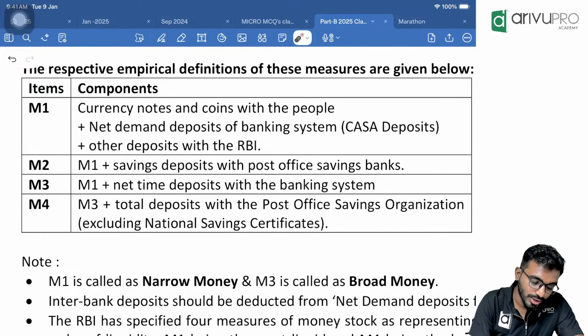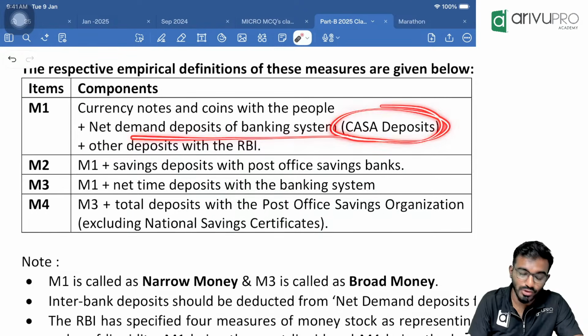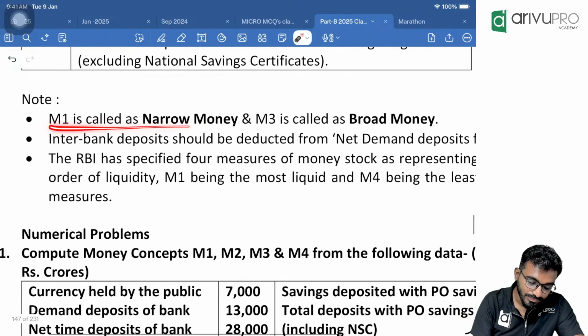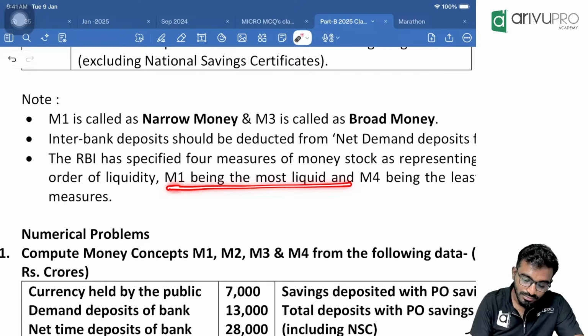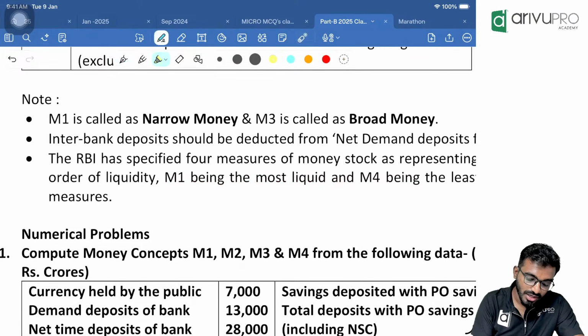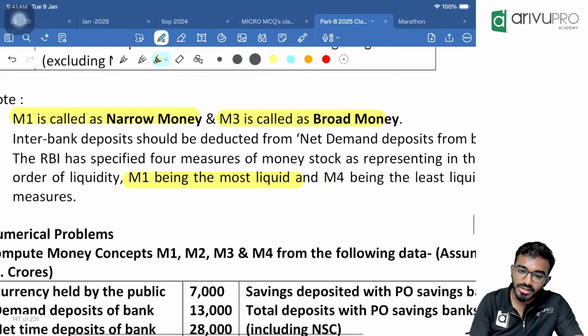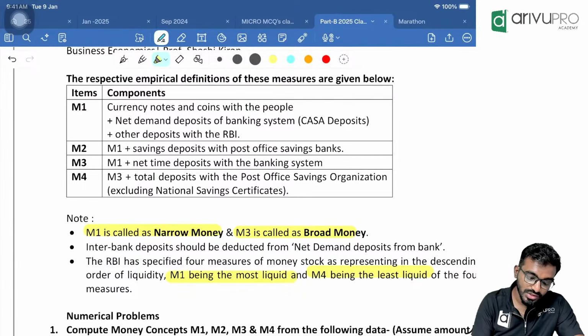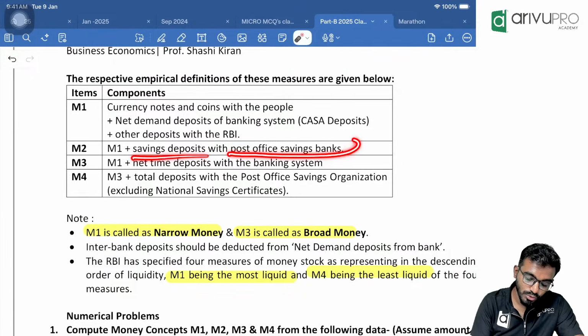M1 has 3 components: currency, notes and coins with public; demand deposits with the banking system, that is CASA deposit; and other deposits with RBI. When you add these 3, you will get M1. M1 is also called narrow money, or the most liquid money. M3 is called broad money, and M4 is the least liquid. Clear? So M2 is M1 plus savings deposit with post office savings bank, all that money which is saved in a post office bank.